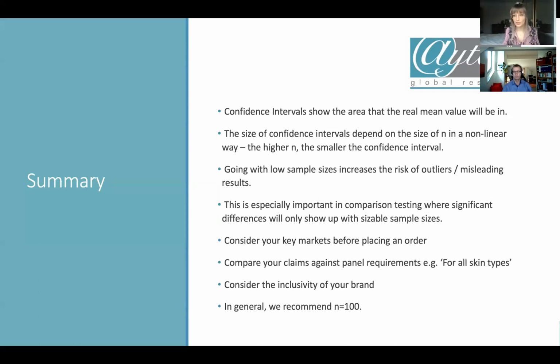However, we do have a nationally representative panel. So if you let us know before you do the study that you want to include that, we can make sure we will recruit accordingly. But leaving it open and leaving it to chance isn't a good way of being inclusive as a brand.